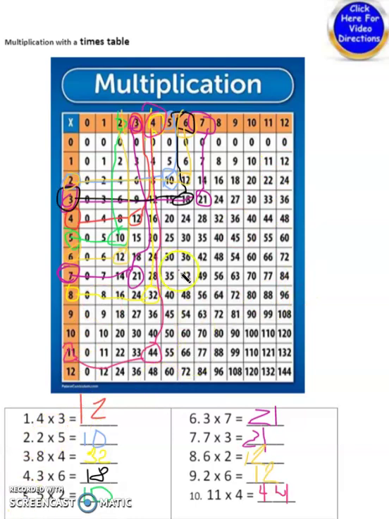In order to check your work, you can follow my different colors from one factor to the next. 3 times 6 is 18. 5 times 2 is 10. 6 times 2 is 12. The commutative property says that we can switch the order and it doesn't matter. 2 times 6 is also 12.